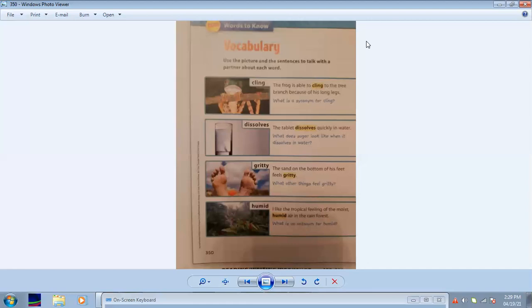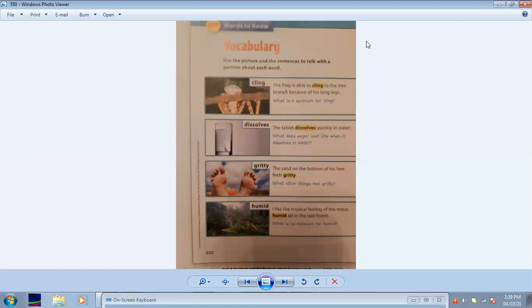Okay, our next word is dissolves. Dissolves means when something separates in the liquid and becomes part of the liquid. Okay, like here we have medicine that's been dropped into the water. It will separate and dissolve into the water and will become part of that water.